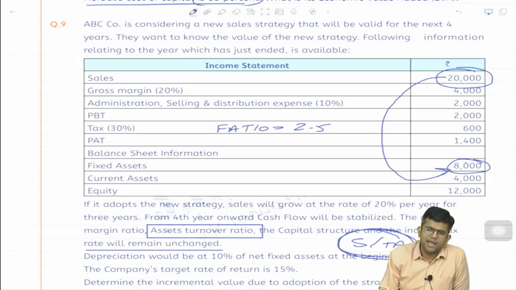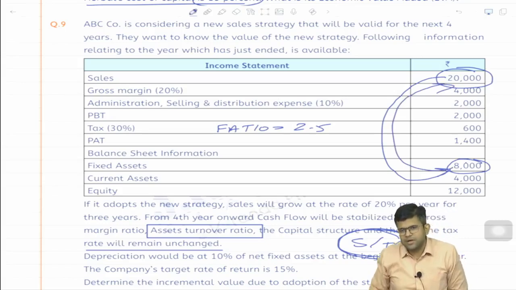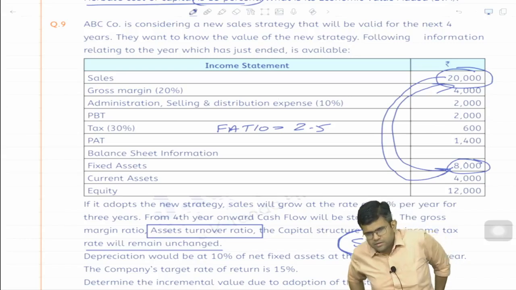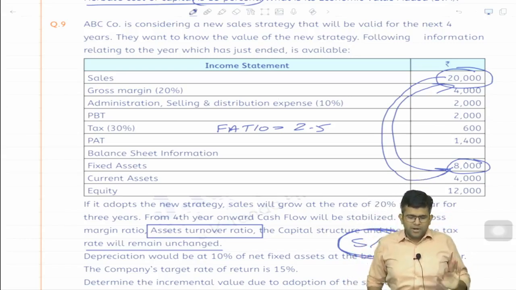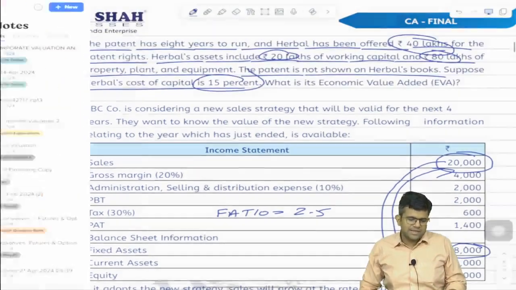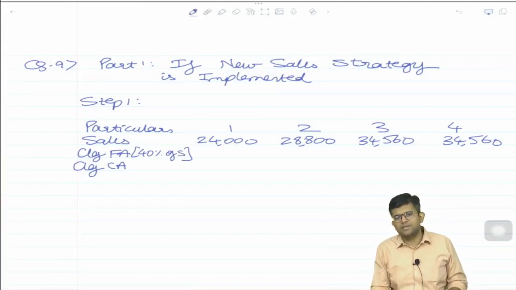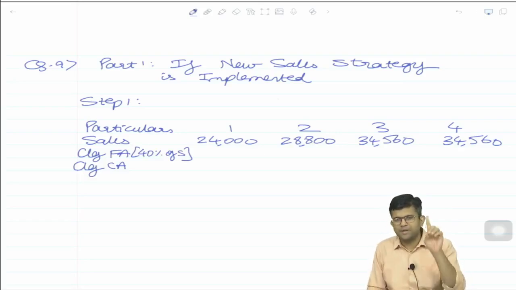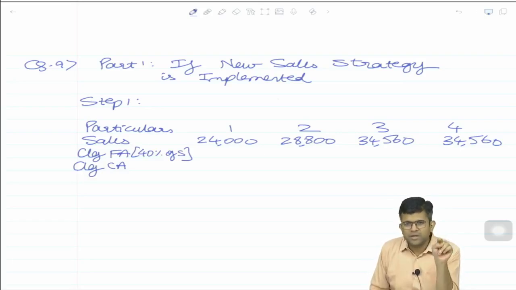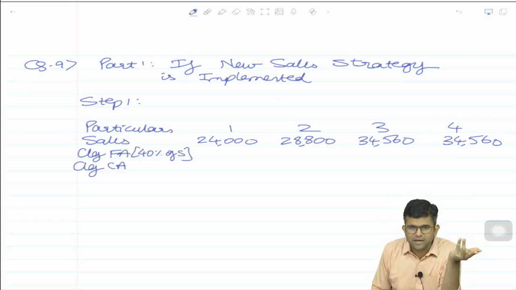Now, can someone please do what is 8,000 divided by 20,000? It is the reciprocal of 2.5, how much is it? 0.4. ICAI in their notes say assets are 40% of sales. Do you understand this language? Assets are 40% of sales. Now I know 40% is not a turnover ratio. But if the turnover ratio remains constant, the reciprocal of turnover will also remain constant. So you can go ahead with 2.5 and get the same answer.